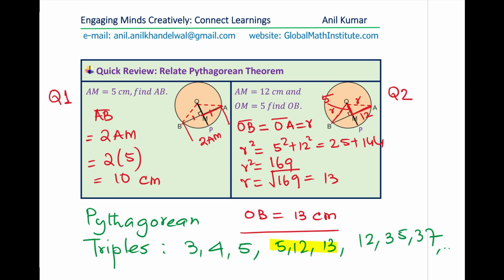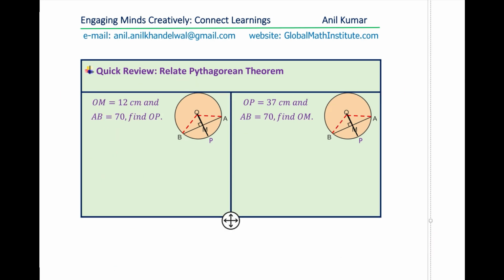Now let's move on and take the next two questions of the first set. The question here is: OM is 12 centimeters. We are given O to M, and AB is 70. A to B is 70. Find O to P, right? So this time O to P we have to find. What is OP? Well, OP is the same as the radius, correct? So it is also equal to OB or OA, right?